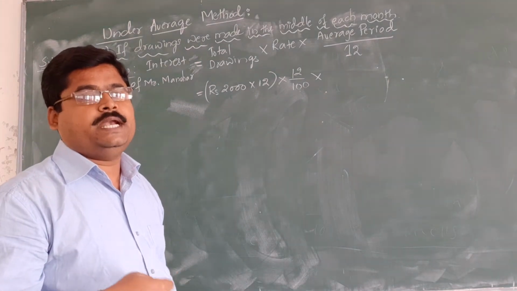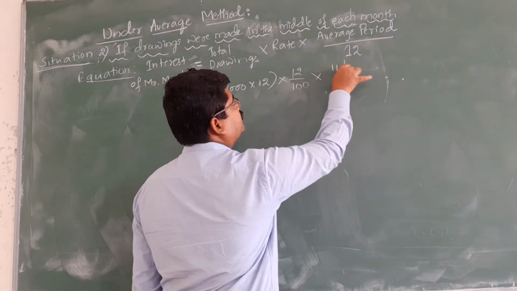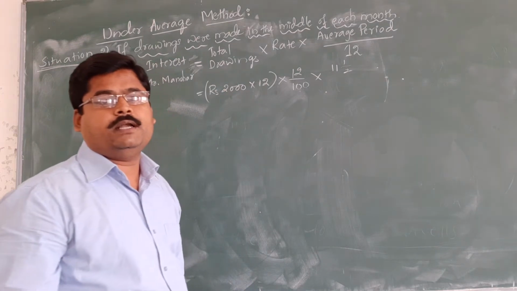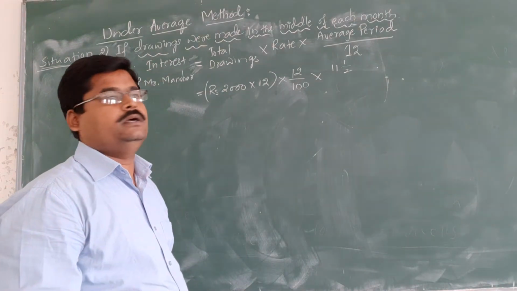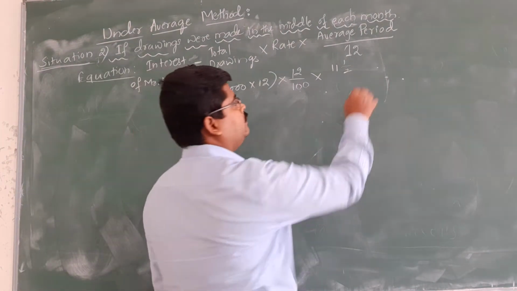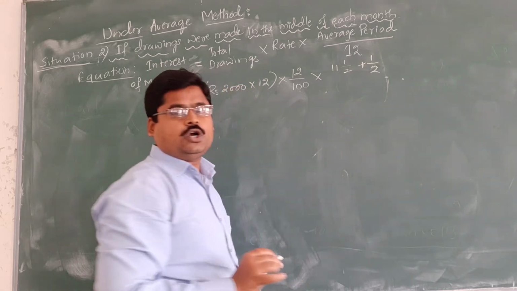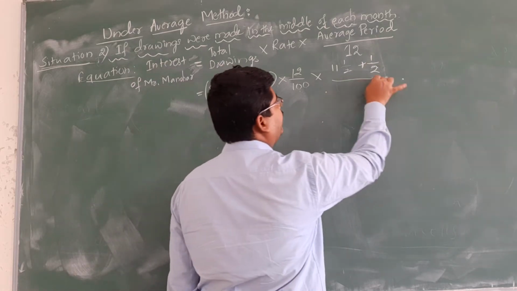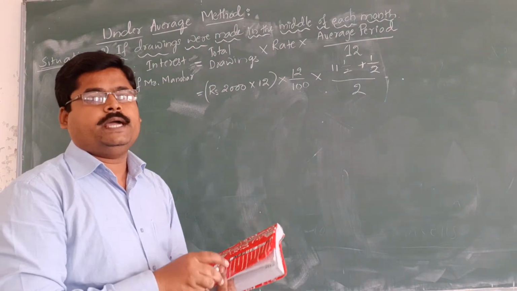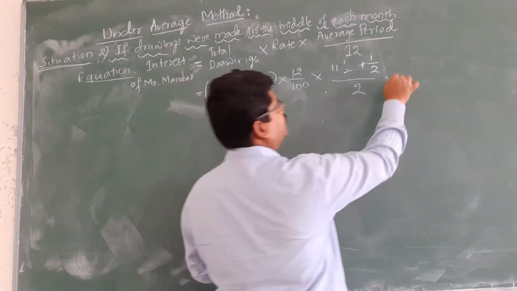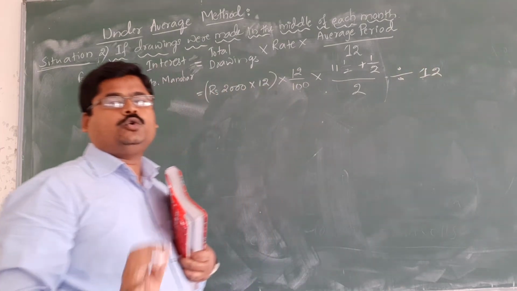What is the longest period here? The longest period here will be 11 1/2, that is 11 and a half months. That is the longest period. And what is the shortest period? Half month will be the shortest period. Longest plus shortest divided by 2, and the whole is divided by 12 months.